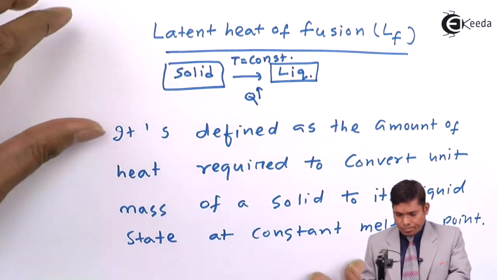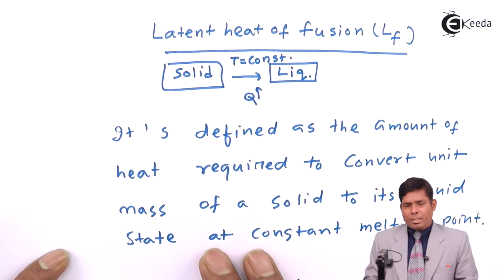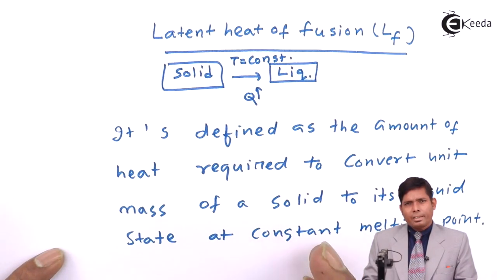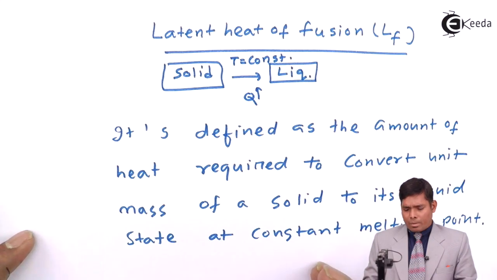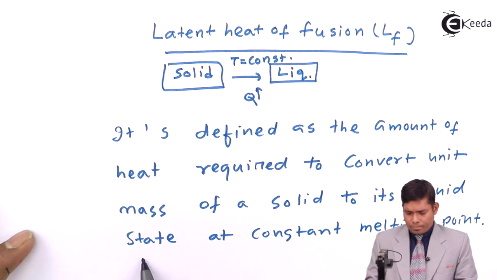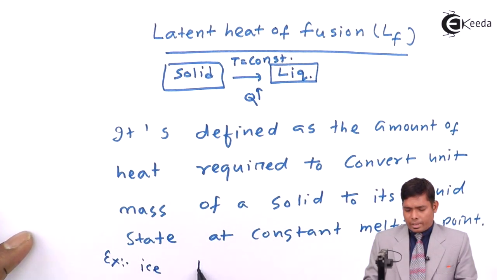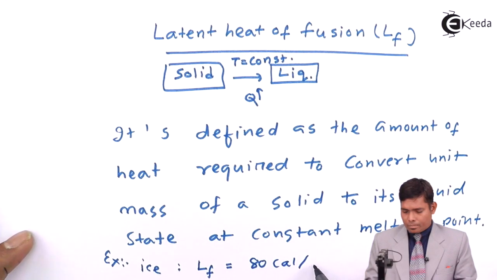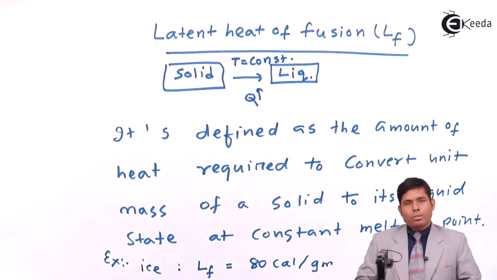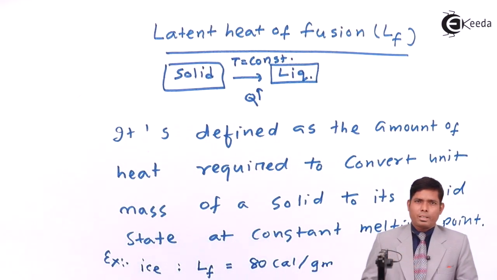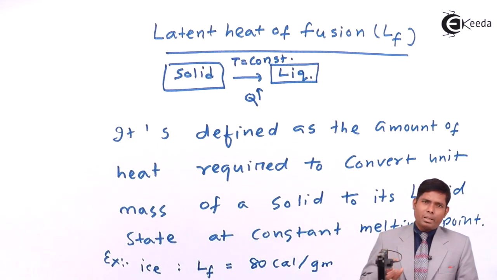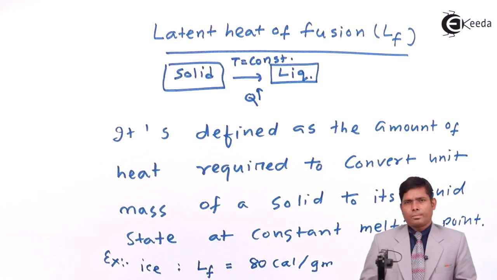So the unit is same as before, because all is latent heat, so it is joule per kg or calorie per gram. If you think of ice, latent heat of fusion of ice is 80 calorie per gram. That means if you take 1 gram of ice at 0 degree centigrade, and if you supply heat equal to 80 calorie, then it will completely melt 1 gram of ice to its liquid state.